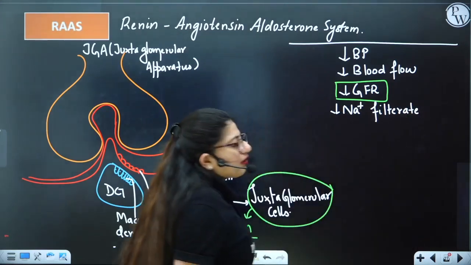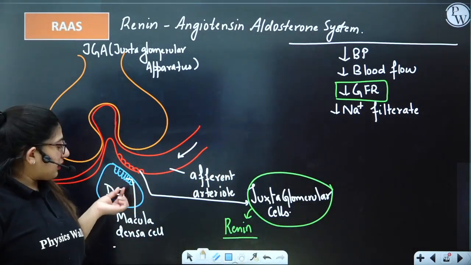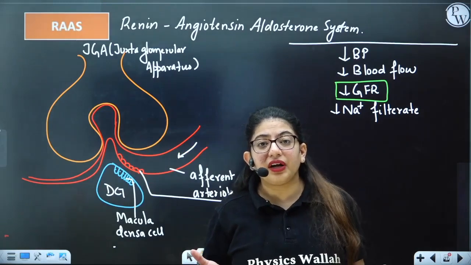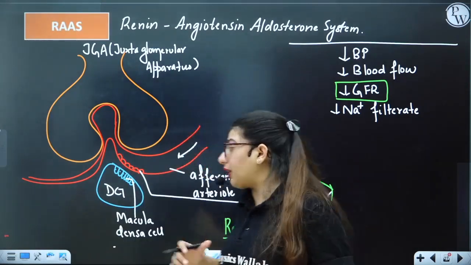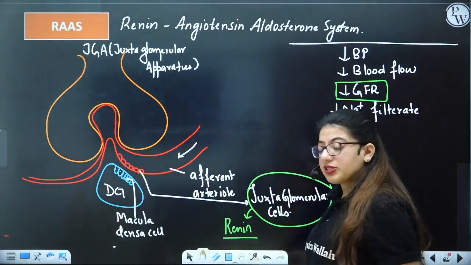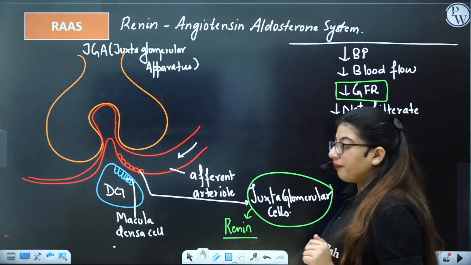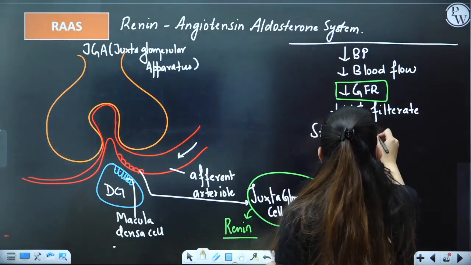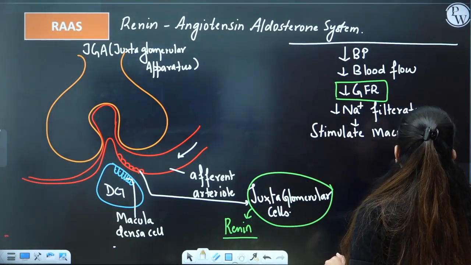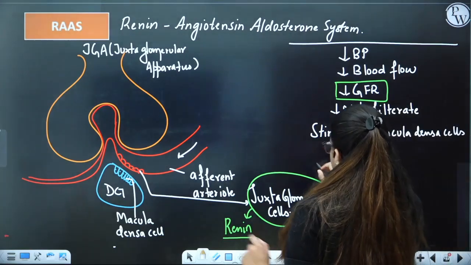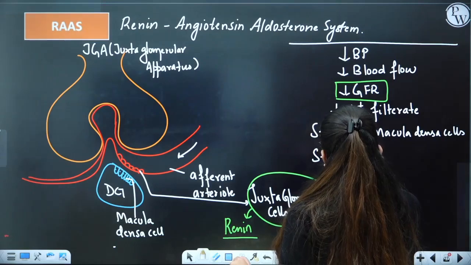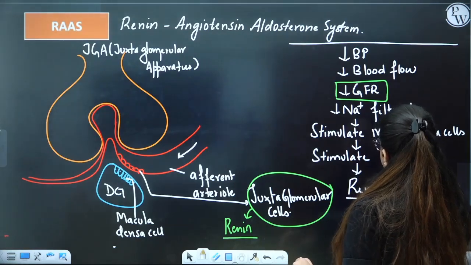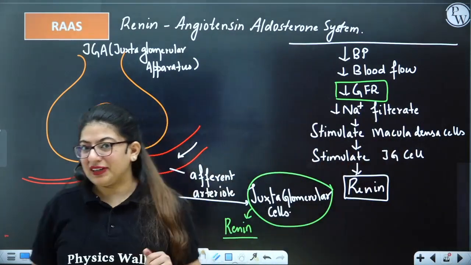This decrease in sodium in the filtrate will be judged by these macula densa cells. The macula densa cell will see, oh, the sodium ions are so much less in the filtrate. Now I need to awake, I have to tell the juxtaglomerular cell, because the juxtaglomerular cell will then release the renin. So the macula densa cells will stimulate the JG cell, and the JG cell will secrete renin. Okay, now what does this renin do? That's the main question.